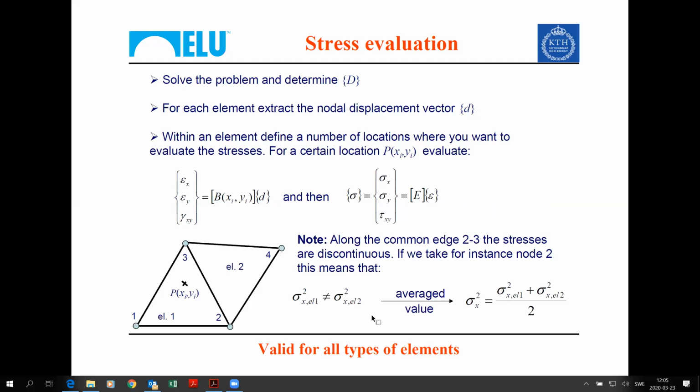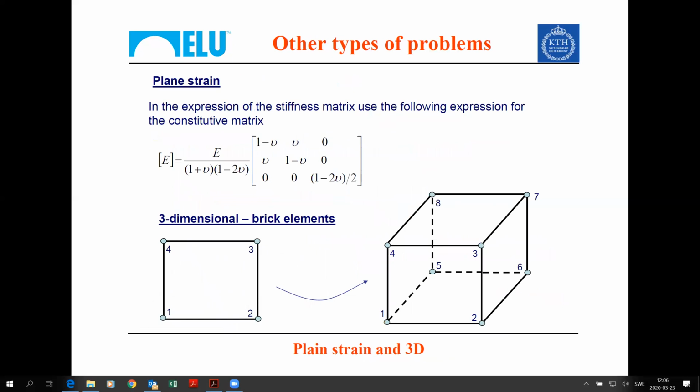So what do we do? Well, one solution that is very used is that we simply take the average value. We add these two, divide by 2, and we say sigma x at node 2 is this value. Whatever we compute from element 1 plus whatever we compute from element 2, divided by 2. That's one way of dealing with the discontinuity. Many commercial codes do have this as a default option.